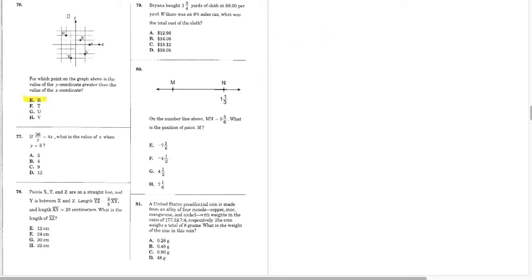Okay, 77. If 36 over y equals 4x, then what is the value of x when y is 3? So 36 divided by 3 equals 4x. 12 equals 4x, x equals 3. All right, some simple algebra gives us 77a.